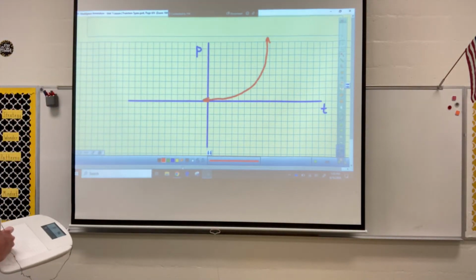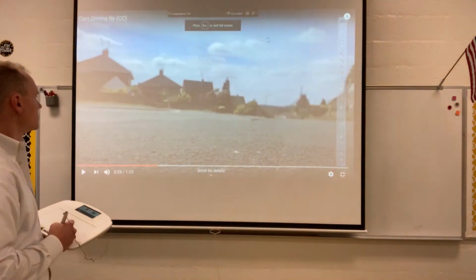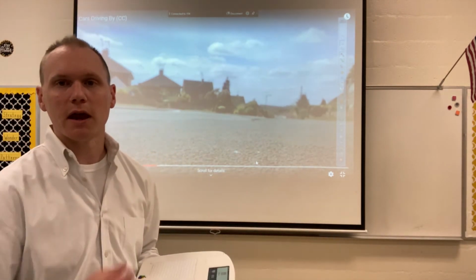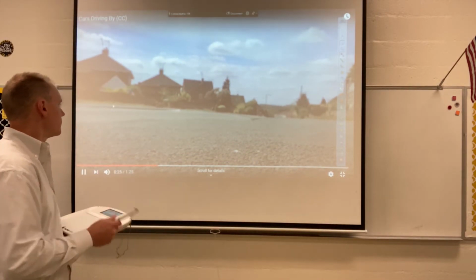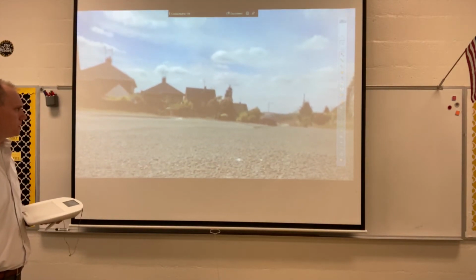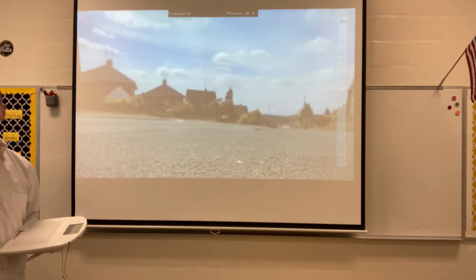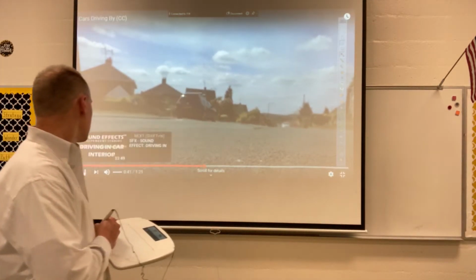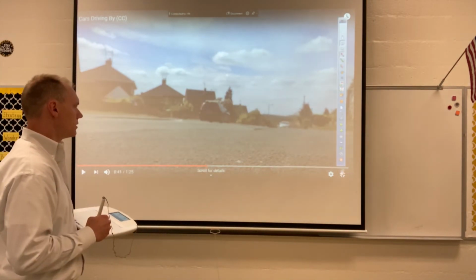Our next function comes to us from a video of a car driving by. So what we're going to do is think about the distance the car is from the camera as the video plays. How far is the car from the camera? So it's really far away. It's getting closer. Really close to the camera, and then it goes away. We're going to assume at the same rate at which it came. And so let's think about the distance that the car was away from the camera.